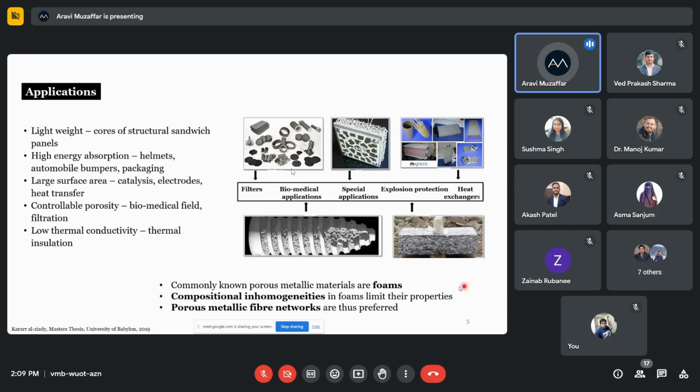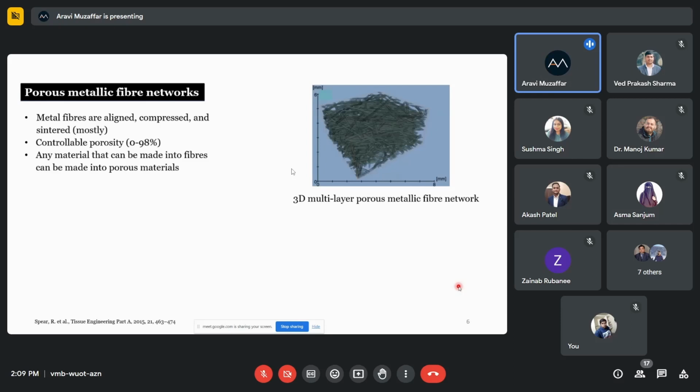Now, what are porous metallic fibrous networks? These are materials that are made from metal fibers. The metal fibers are aligned in a specific direction, or they can be stochastically arranged, and then they are compressed and mostly sintered. It may happen that the template of the network is such that you just wind the fibers together in some random pattern or a specific pattern, and then compress them. Even after compression, you do not need sintering, because the metal wires are already wound with each other. As a result, you do not need extra strength to be imparted to them.